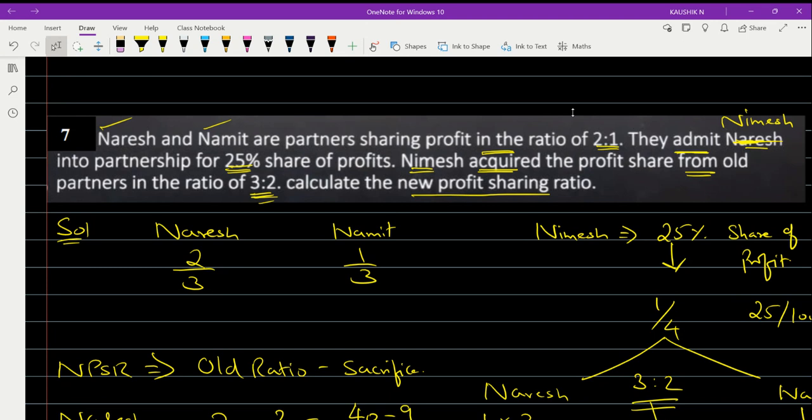We did one problem where a person has been admitted for 25 percent, right? That was Naresh and Namit. From this context, I changed the proportion, I changed the sum texture. Can you now understand?